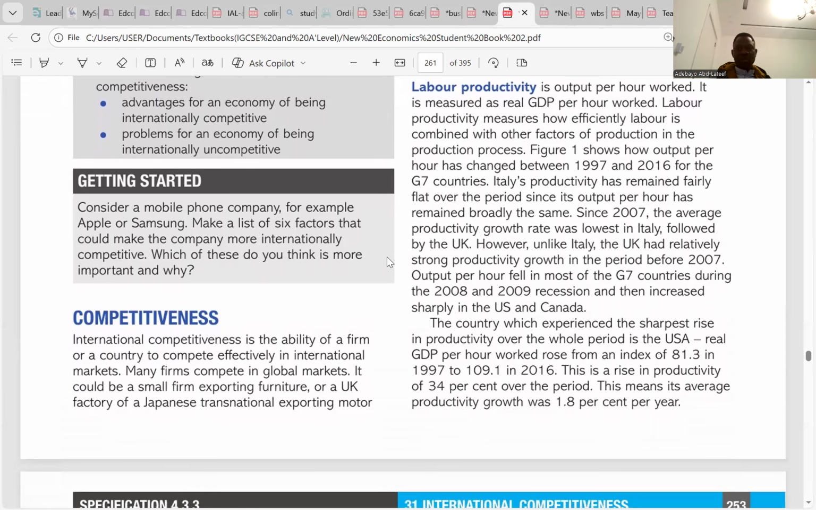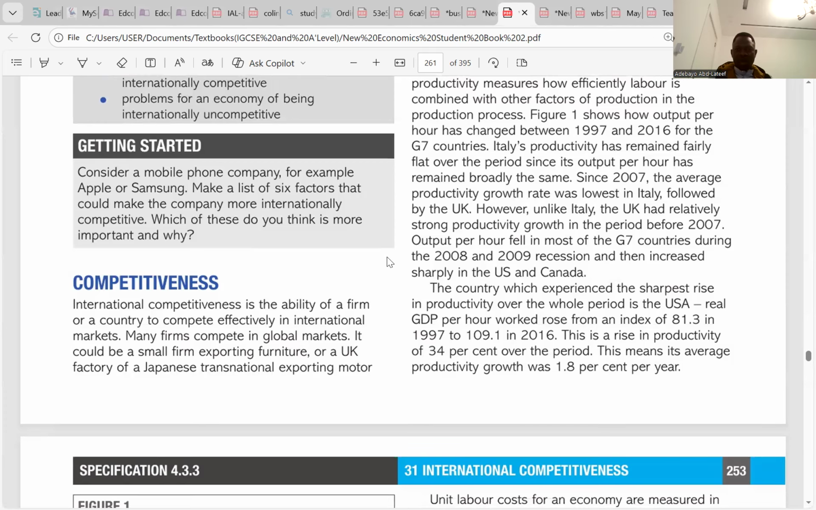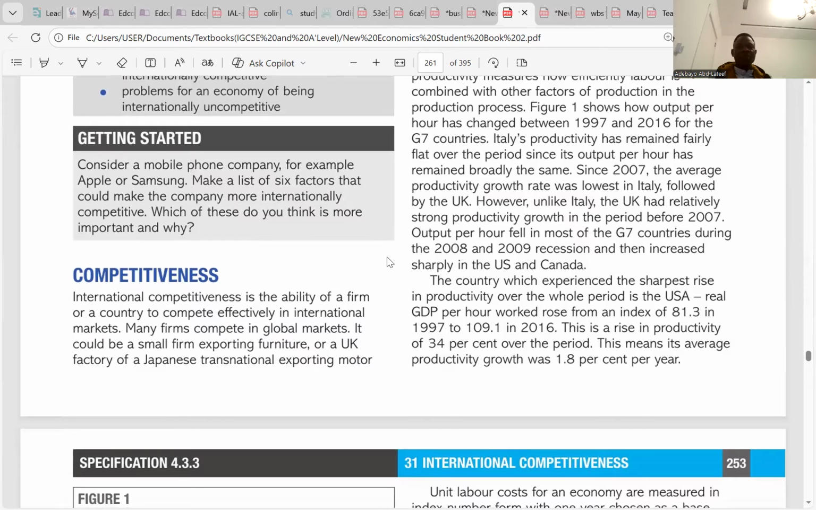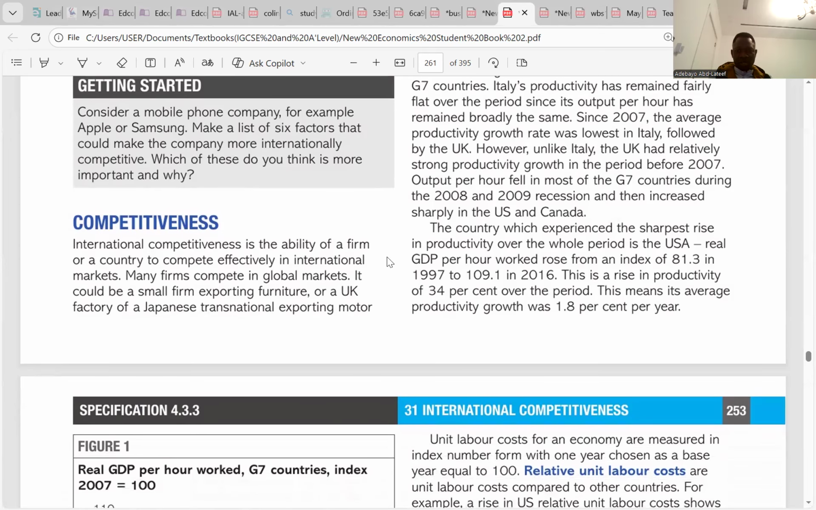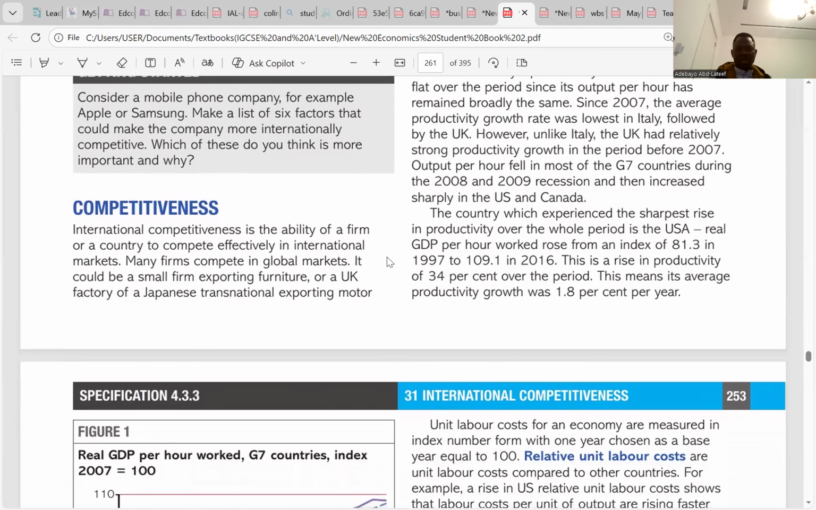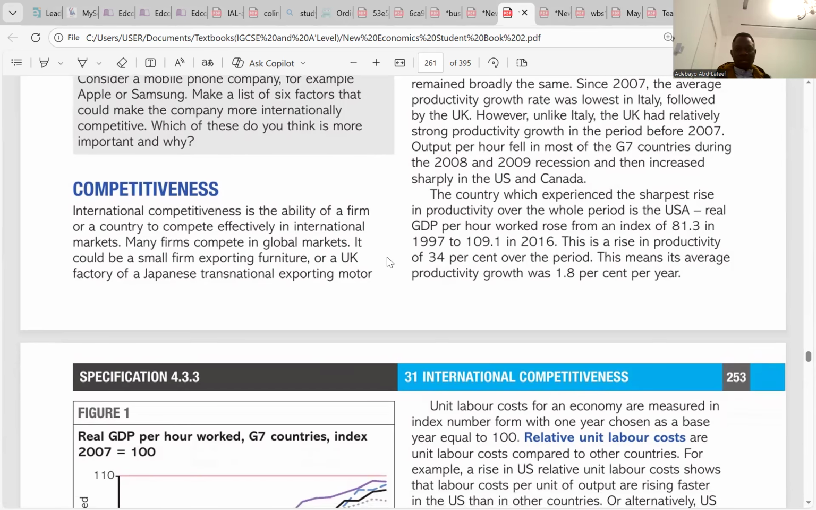Italy's productivity has remained fairly flat over the period since its output per hour has remained broadly the same. Since 2007, the average productivity growth rate was lowest in Italy, followed by the UK. However, unlike Italy, the UK had relatively strong productivity growth in the period before 2007. Output per hour fell in most G7 countries during the 2007 to 2009 recession, and then increased sharply in the US and Canada. The country which experienced the sharpest rise in productivity over the whole period is the US.